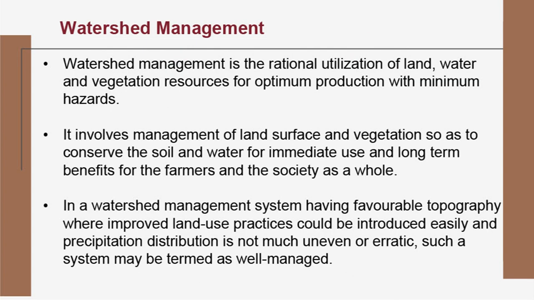Now watershed management: how best we can manage a watershed so that we get a good harvest of water without affecting the soil health and health of the plants or forests. So watershed management is the rational utilization of land, water and vegetation resources for optimum production with minimum hazards. It involves management of land surface and vegetation so as to conserve the soil and water for immediate use and long-term benefits for the farmers and the society as a whole. A watershed management system having favorable topography, where improved land use practices could be introduced easily and precipitation distribution is not much uneven or erratic, may be termed as well managed.